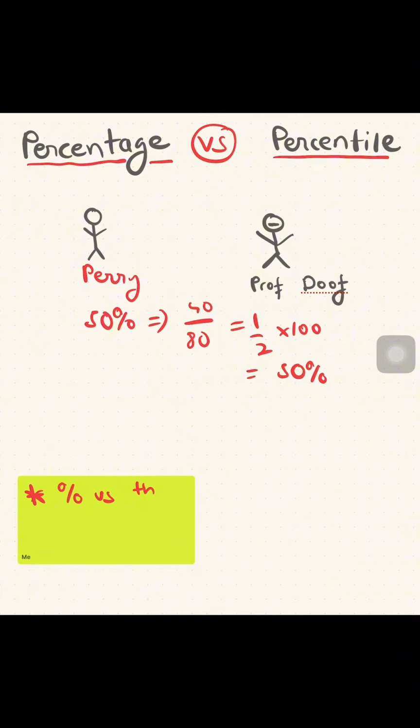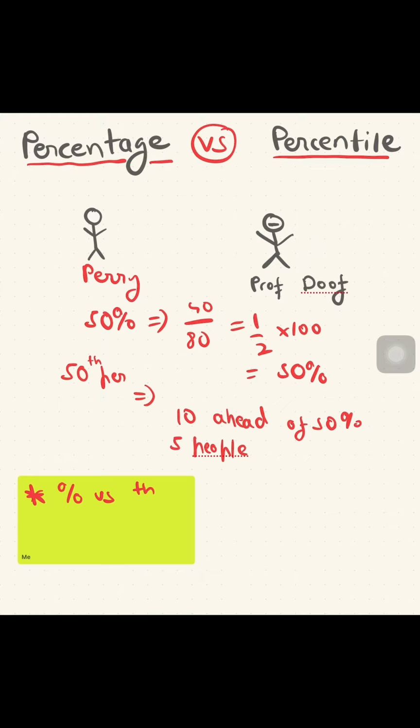But Professor Doof also tells you that you got 50 percentile or 50th percentile. What does that mean? Well, that simply means that if your class had 10 people, you simply placed ahead of 50%, which means 5 people got lesser marks than you. Simple enough. So percentiles are different to percentages.